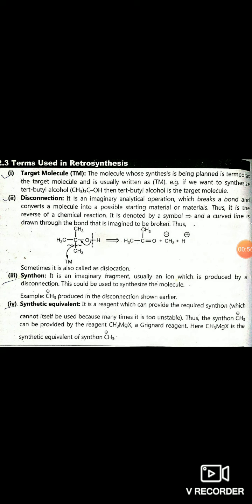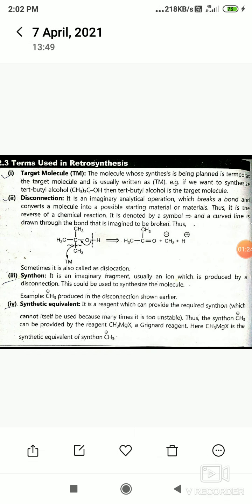molecule. Then disconnection. Disconnection is an imaginary analytical operation which breaks a bond and converts a molecule into possible starting material or materials. It is the reverse of a chemical reaction. It is denoted by a symbol, a two-sided arrow and a curved line drawn through the bond that is imagined to be broken.